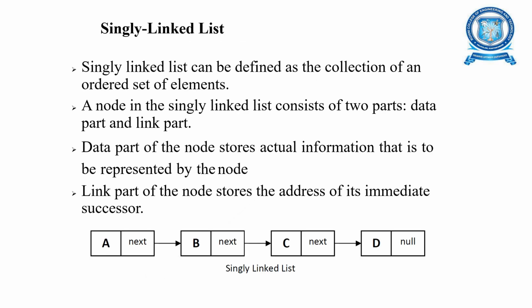So there are different types of linked lists. First is the singly linked list. It is defined as a collection of an ordered set of elements, and the node is the unit of the singly linked list. It has two parts, the data part and the link part. The data part of the node stores the actual information to be represented by the node, and the link part of the node stores the address of its immediate successor. So this is the diagram for the singly linked list. The next is there, and the last will be null.